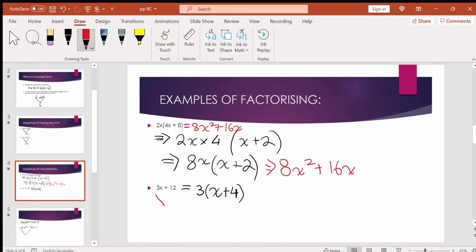And for this equation, we can find the HCF by comparing the two terms. There's a 3 that goes into both of these terms. So the HCF must be 3. Then you factorize this out of the equation and you put the rest into brackets.